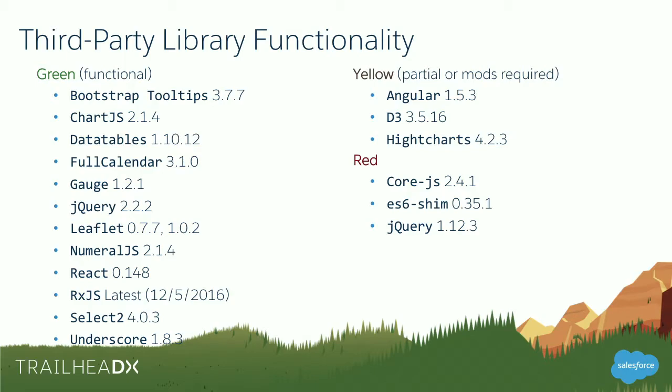So here's a quick list of third-party libraries, the more common ones that we know of. Green is functional. Yellow is partial or mod required, and red is just probably won't work. Now, one thing to note is even if they're green, that doesn't guarantee they will work 100%. There might still be areas and kinks or sub-features that might not work properly. So you do need to go through the test.